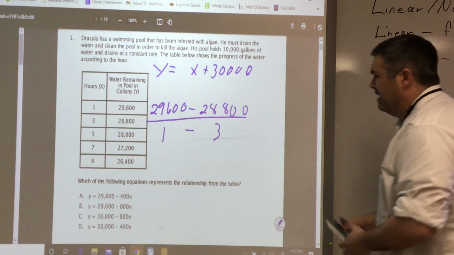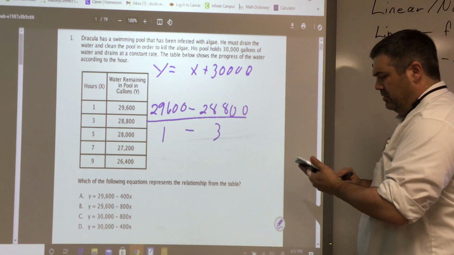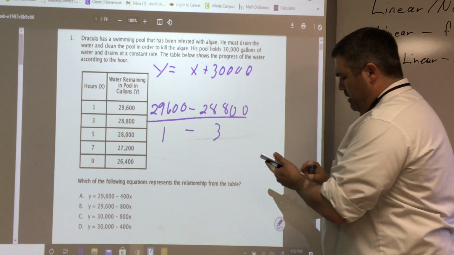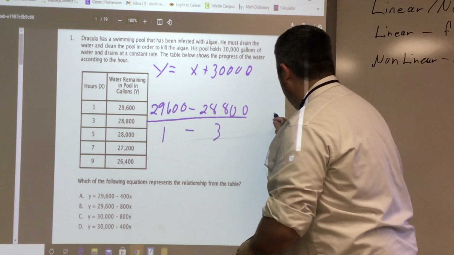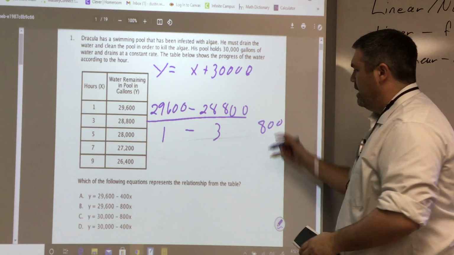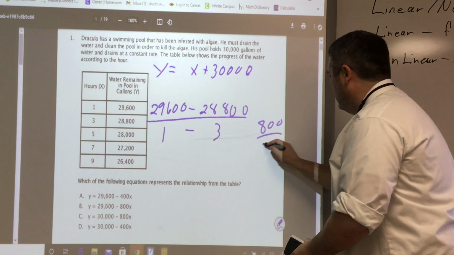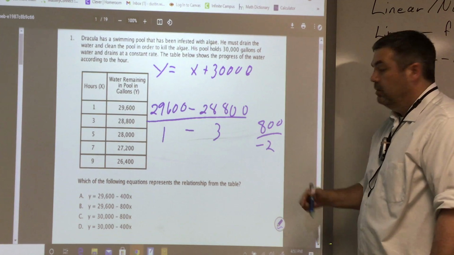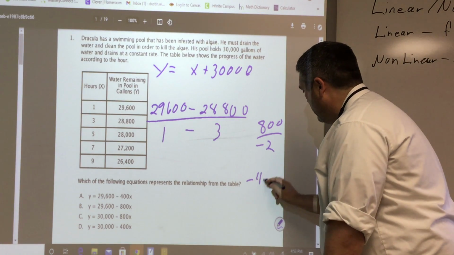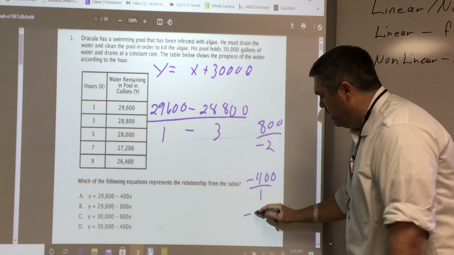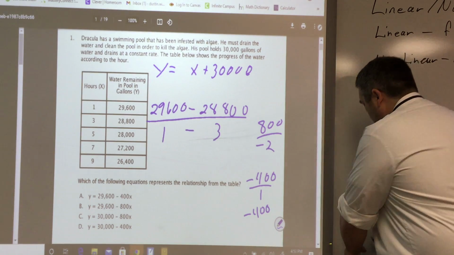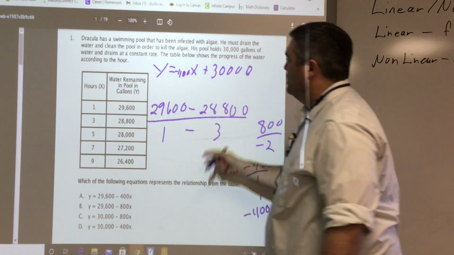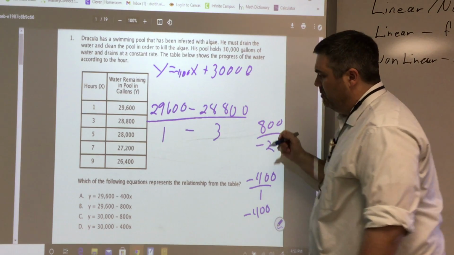Okay, now guys, I'm going to plug that into a calculator. I don't want to deal with that. I think it's 800, but I want to make sure. 29,600 minus 28,800. Yeah, 800. So I had that right. 800 over 1 minus 3 gives me negative 2. Well, that reduces to negative 400 over 1, or negative 400. So what I have is a slope of negative 400. So y equals negative 400x plus 30,000.